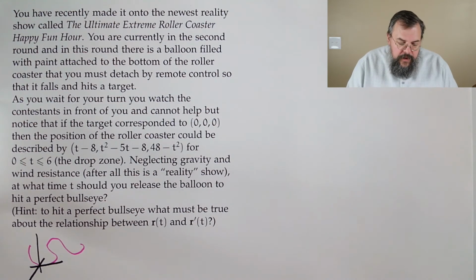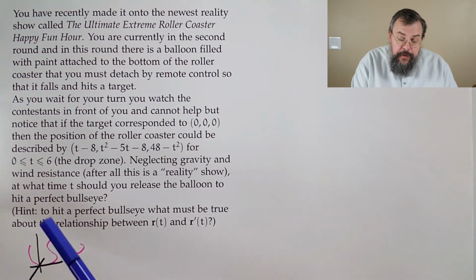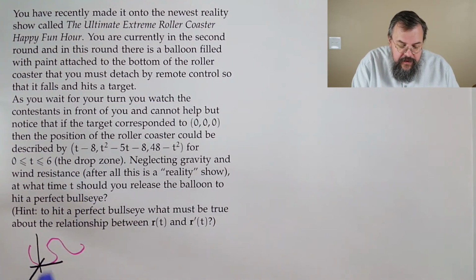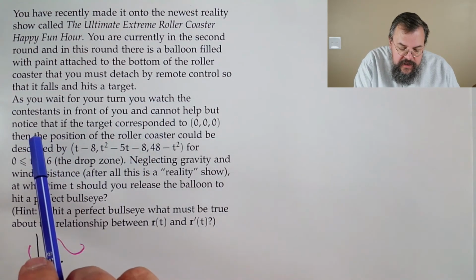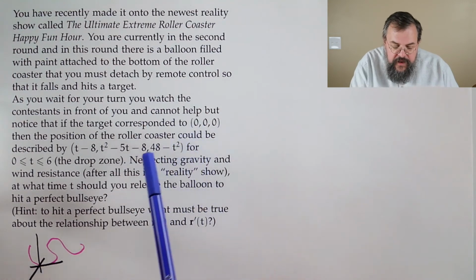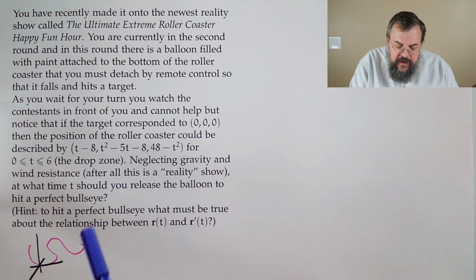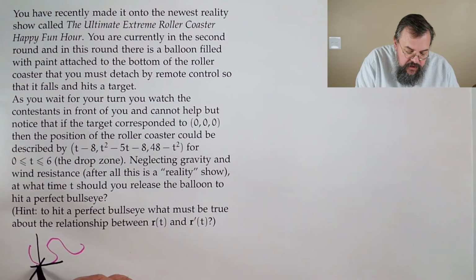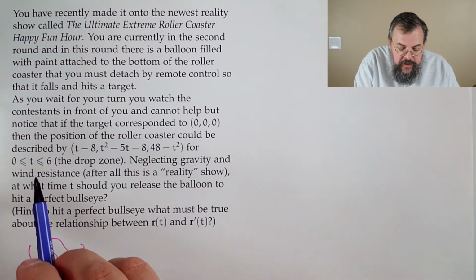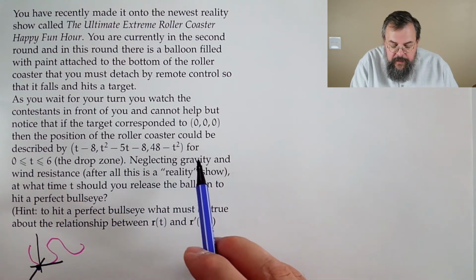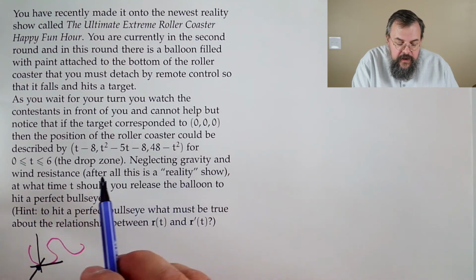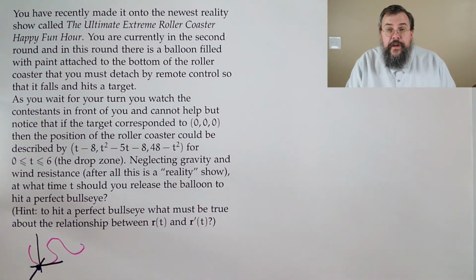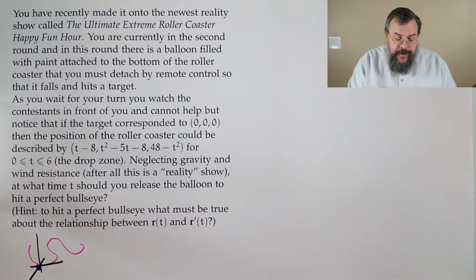So what happens? Well, we keep reading. We want to hit the target. So as you wait for your turn, you watch the contestants in front of you and cannot help but notice that if the target corresponded to 0, 0, 0, okay, so our target's the origin, then the position of the roller coaster could be described by t minus 8, t squared minus 5t minus 8, 48 minus t squared, where time goes from 0 to 6, the drop zone. You're very observant. Good for you. Okay, good.